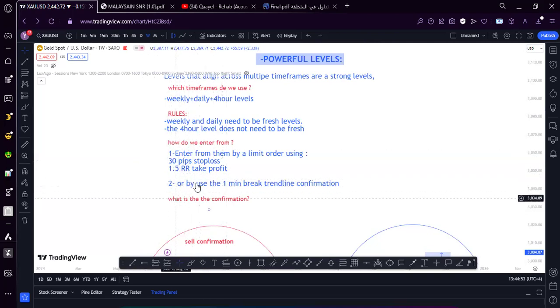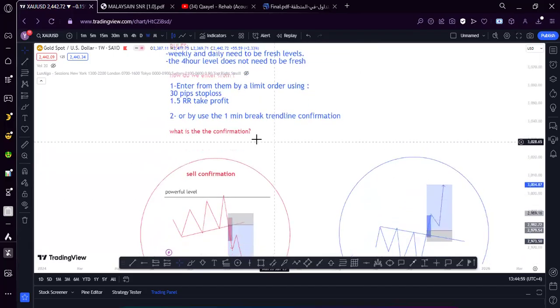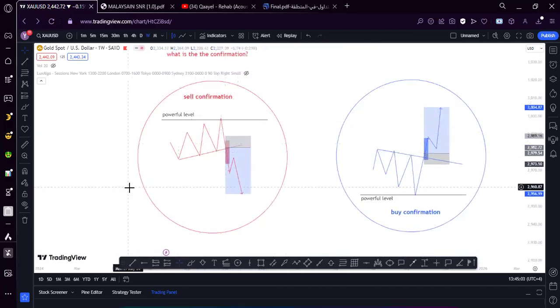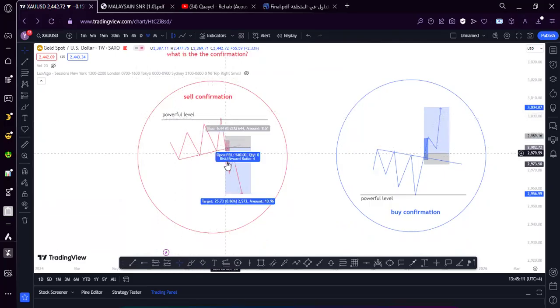Or the second type of entry is by using the 1 minute break trend line confirmation. So what is the confirmation? We have confirmation when the price reaches these powerful levels and we see the break of the 1 minute trend line. You just enter from them directly. We use 13 pips SL and 1 to 5 risk to reward.